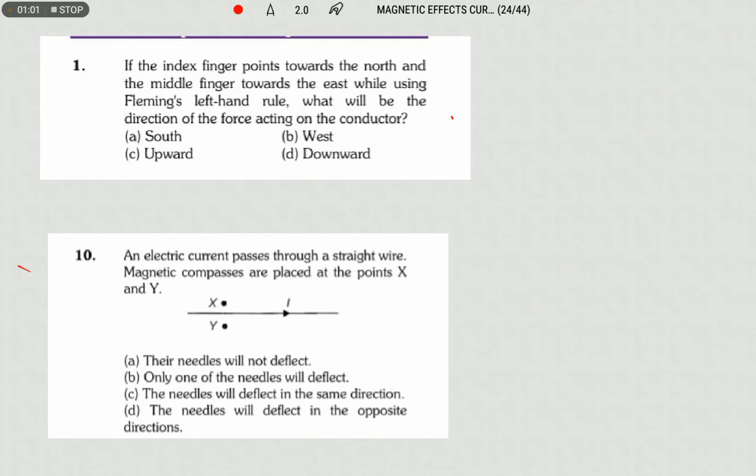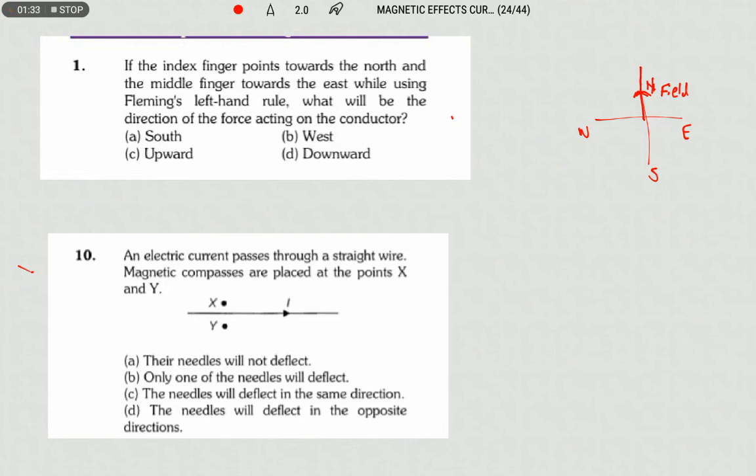So what is the direction? Before that, let us take the directions: north, south, east, west. Index finger is pointing the north. The index finger is nothing but the forefinger, and the forefinger represents the direction of the magnetic field. So along the north the magnetic field is acting. This is the direction of the field.